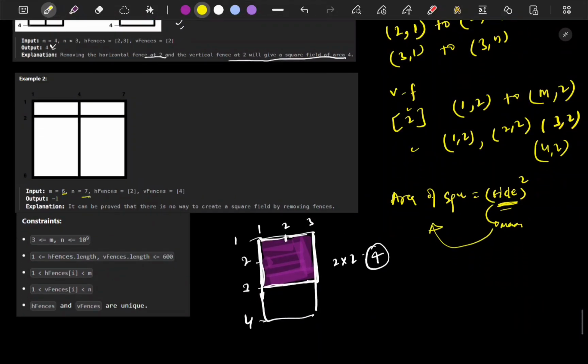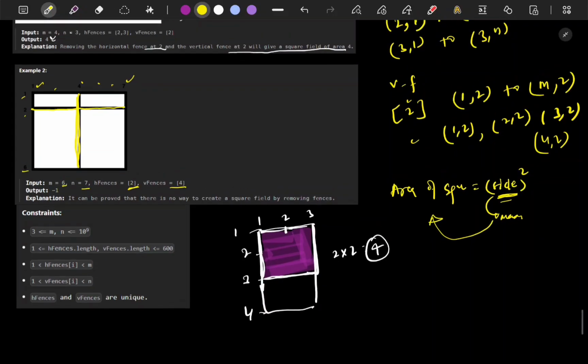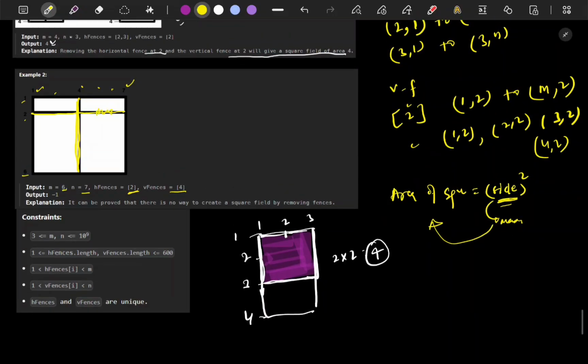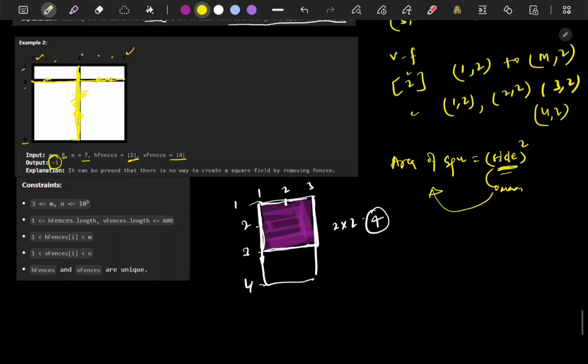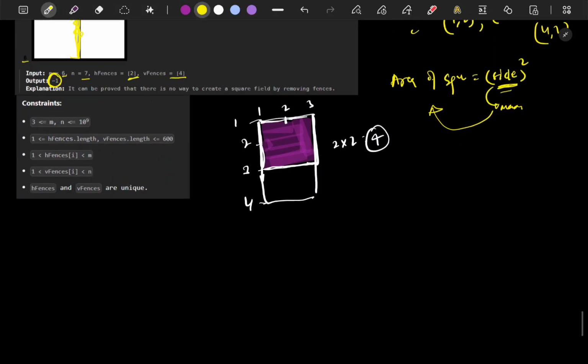Here it's saying m equals 6, n equals 7: 1 2 3 4 5 6 7. The H fence is 2. This is one H fence. The vertical fence is at 4, this one. Can we make a square? No, we can't. If we remove this one, we will not be able to make one. And if we remove both also, we can't make any square. That's why we are returning -1.